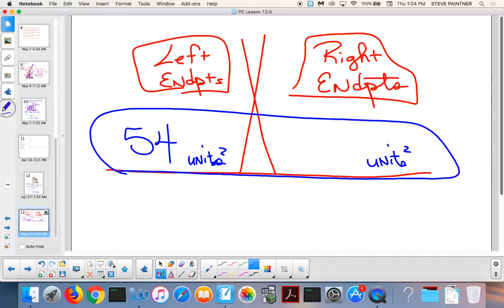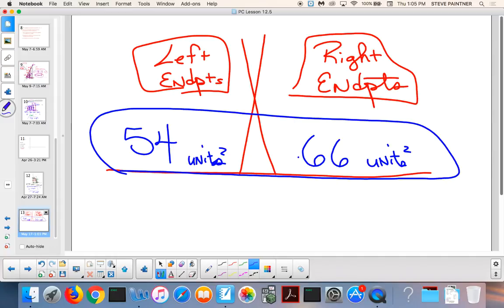Yes, you're right, Will. Job well done. I want you to leave knowing you got them right. I know you're not done. 66. Okay, the right endpoint overestimates the area: a little too big, a little too small here.